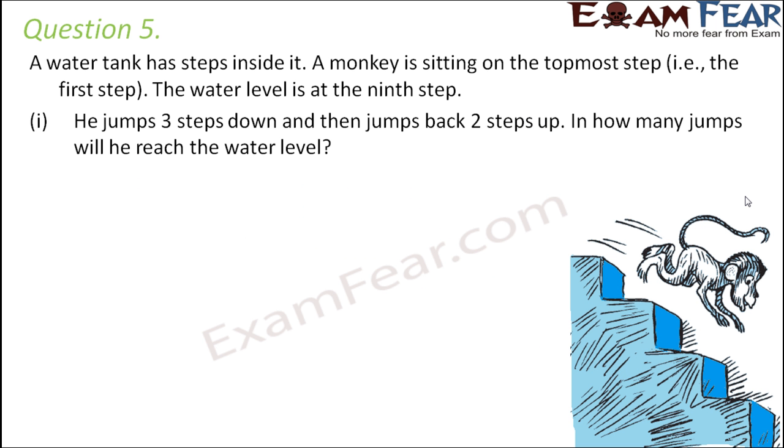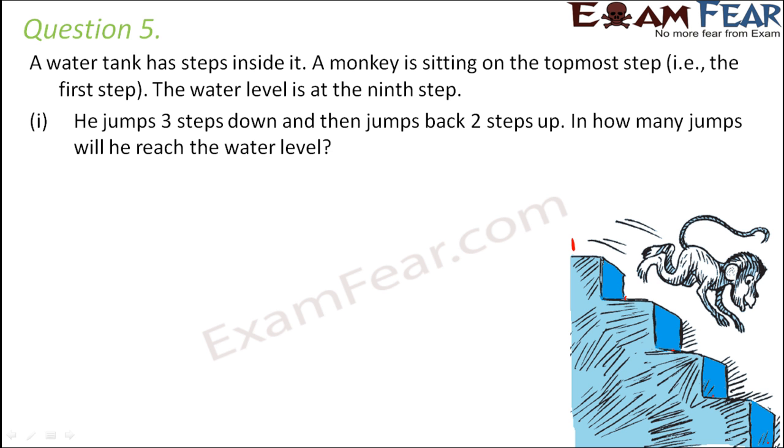Question number 5. A water tank has steps inside it. A monkey is sitting on the topmost step, that is the first step. The water level is at the 9th step. So let's say that if this is the first step, then it goes down to the second step, third step, fourth step, fifth step and so on. And at the 9th step, it is able to get the water. So the water level is at the 9th step.